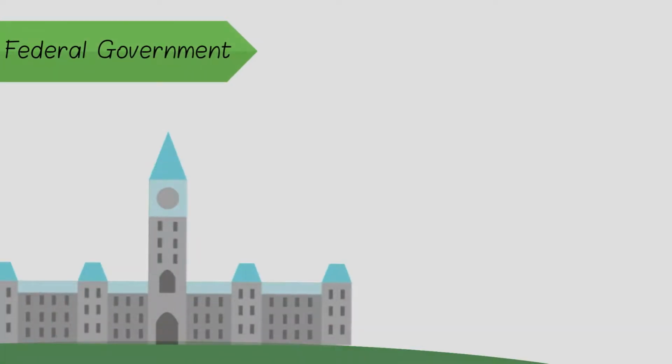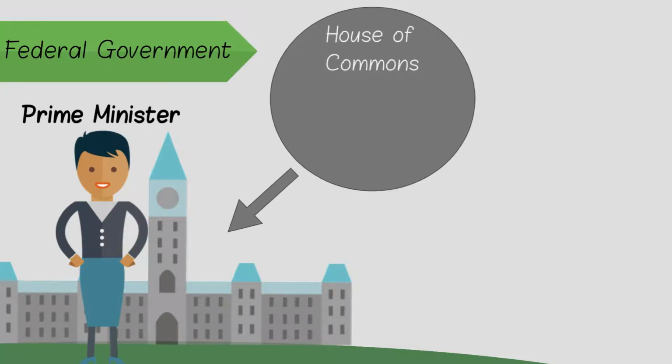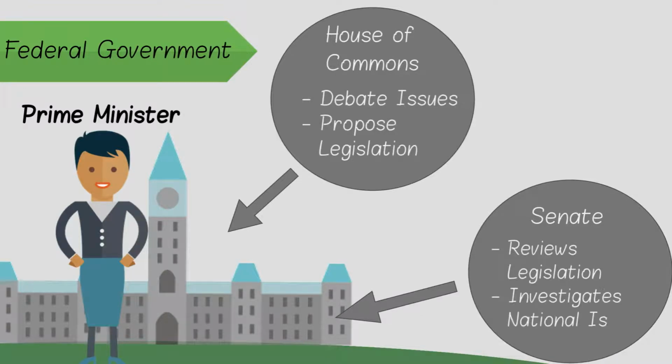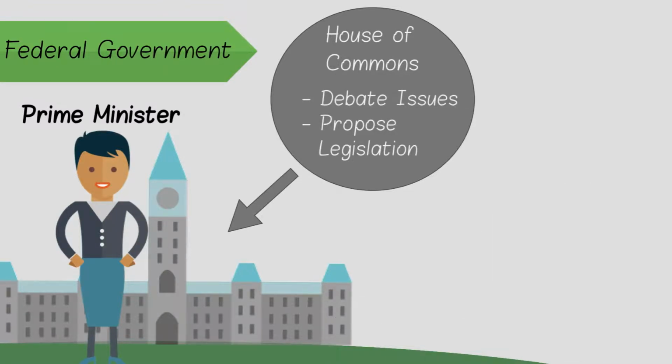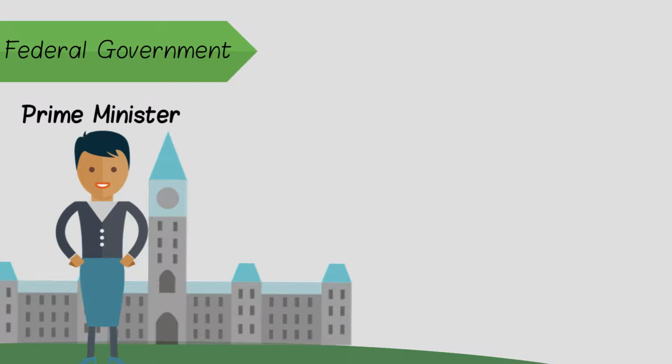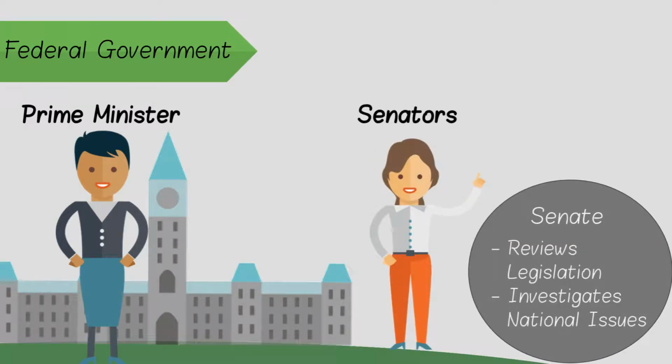The federal government is led by the Prime Minister. It includes the House of Commons, who mostly debate issues and propose legislation, and the Senate, who mostly reviews legislation and investigates national issues. The people who sit in the House of Commons are called Members of Parliament, or MPs for short. They're elected every 4 to 5 years. The people in the Senate are called senators, and they're appointed by the government and can stay until they're 75.